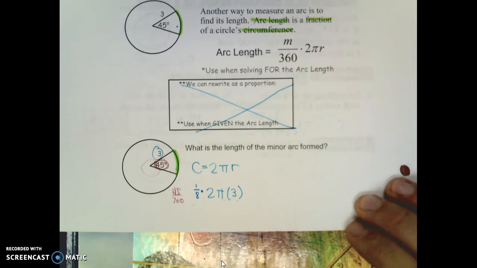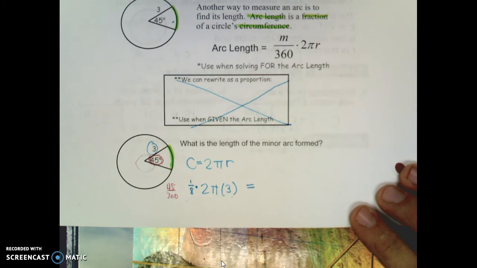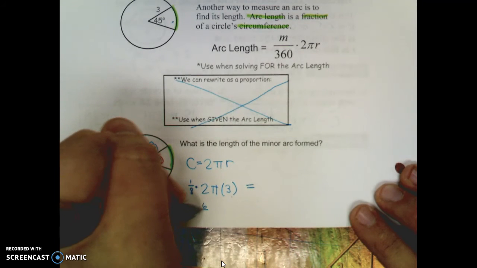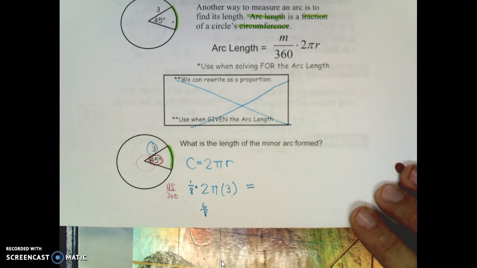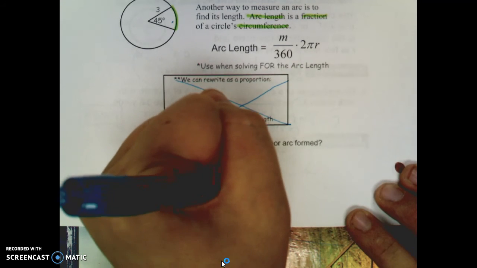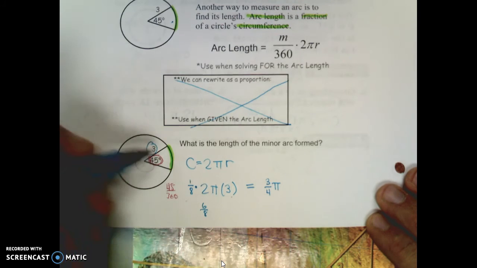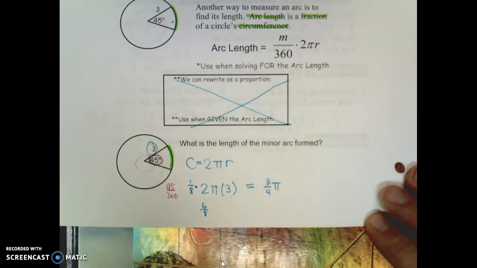So now we have the ability to go ahead and calculate this. Again, going with an exact answer, I'm going to multiply 3 times 2, which is 6, and 6 times 1/8 is going to be 6/8. But we know 6/8 is better known as 3/4. So the exact answer is going to be 3/4 pi. That's the entire arc length of this portion of the circle.